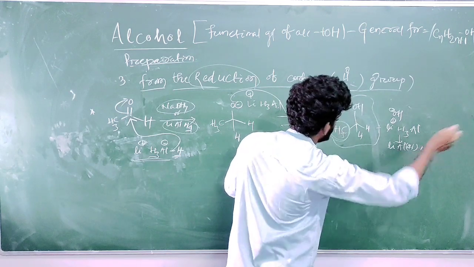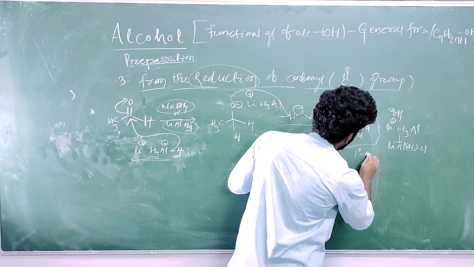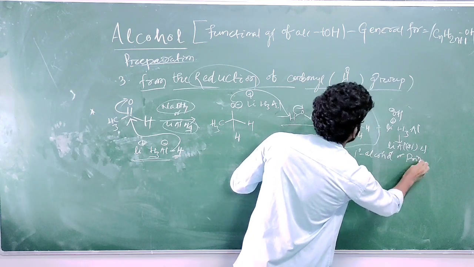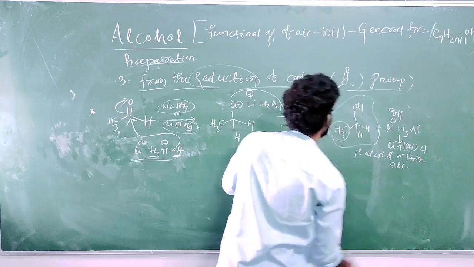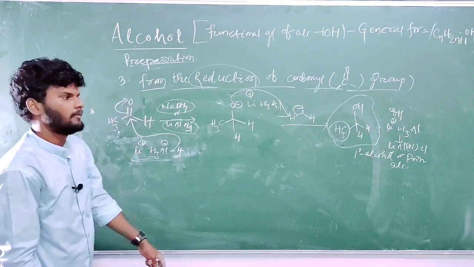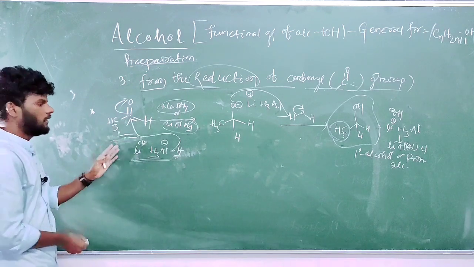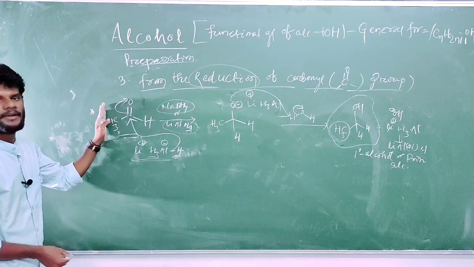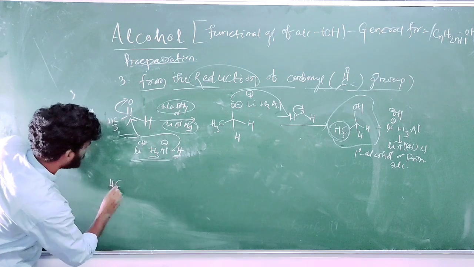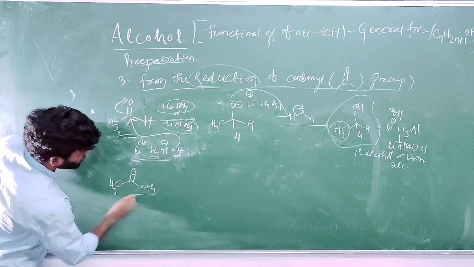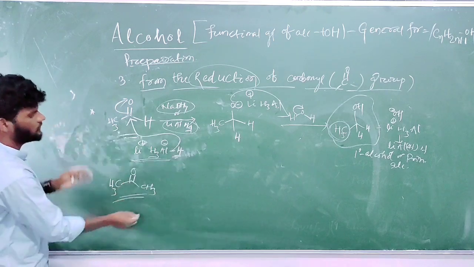This is known as 1 degree alcohol, or primary alcohol. Okay, this is the way to synthesize primary alcohol by taking the starting material, here an aldehyde. Let us suppose, instead of aldehyde, let us take ketone. Ketone here, this structure is also known as acetone.